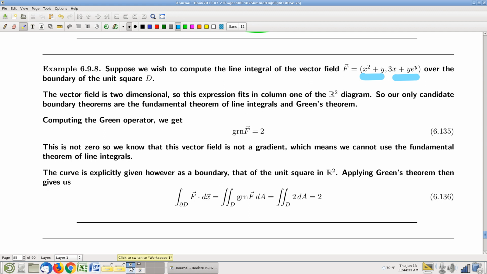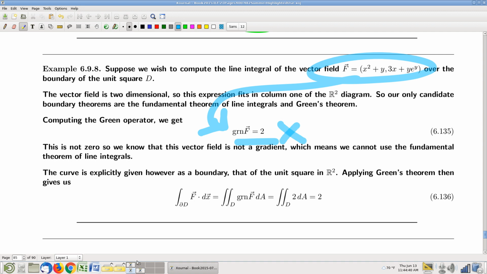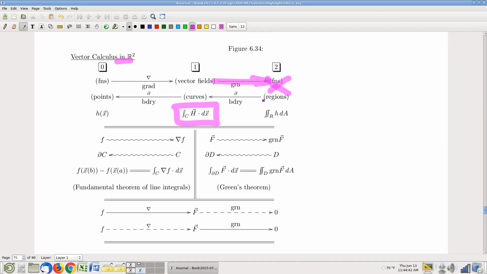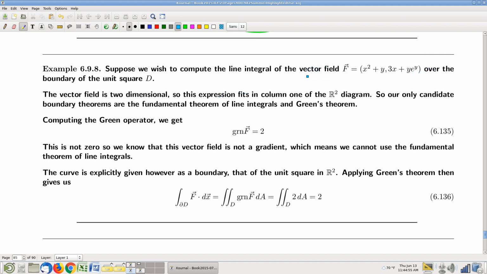Okay, so we compute Green's operator for this vector field. Green's operator is 2, which is not 0. So we did not get 0, that means there is no anti-gradient. We can't use the fundamental theorem of line integrals for this problem. Everybody happy? Okay, next question. What about Green's theorem?